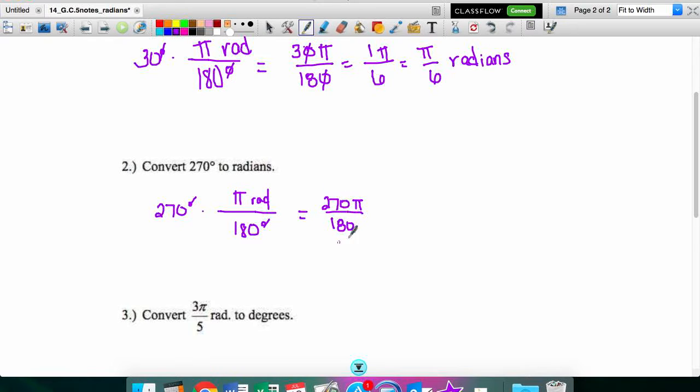Now you're going to simplify the 270 over the 180. Again, I see that they're both divisible by 10, so I'm going to go ahead and just cross out the zeros. And I have 27 over 18. Both of those are divisible by 9. 27 divided by 9 gives me 3, and I still have the pi. And 18 divided by 9 would give me 2. So that means that 270 degrees will be equivalent to 3 pi over 2 radians.